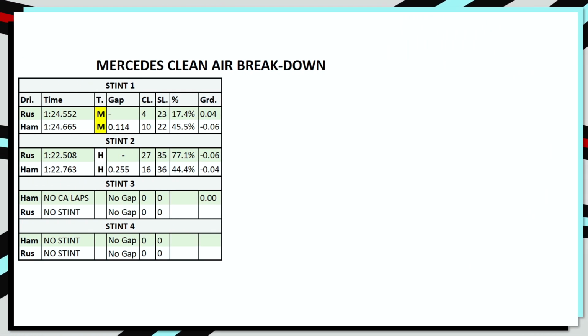But moving away from the telemetry of the Mercedes pair and taking a look at their overall clean air lap breakdown between stint number 1 and stint number 2 of the two drivers, we can see that it was George Russell in clean air that was the faster driver.